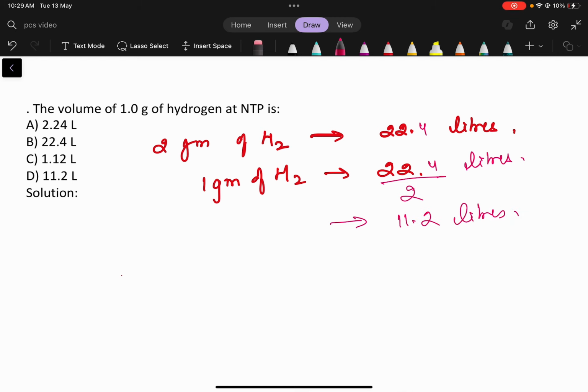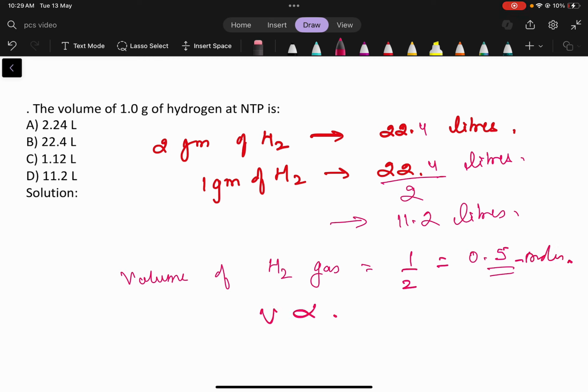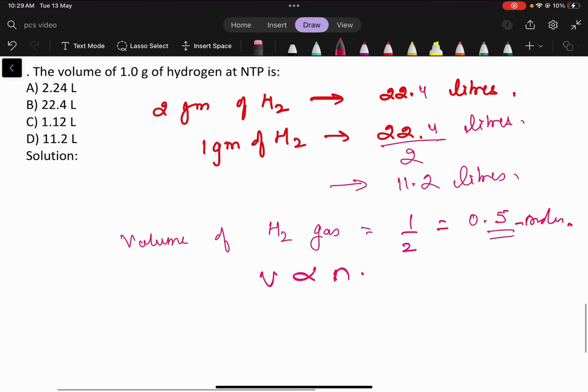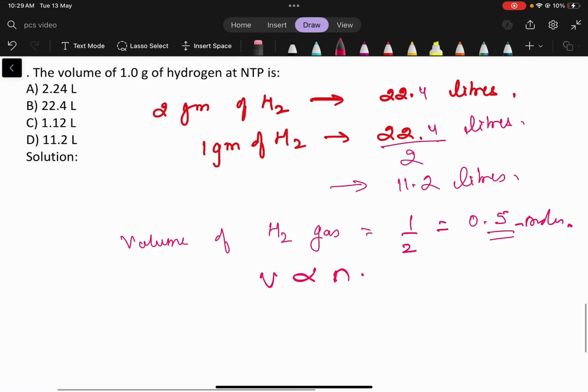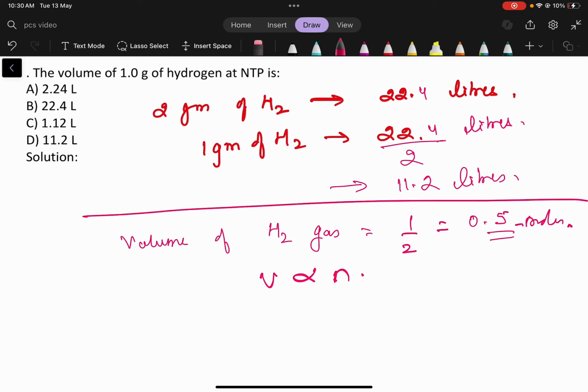So the number of moles of hydrogen gas will be equal to 1 by 2, which is equal to 0.5. This is 0.5 moles. Since as per Avogadro's law, volume is directly proportional to the number of moles, you can do it like this also. I am explaining two ways. This is the first, and this is the second way.